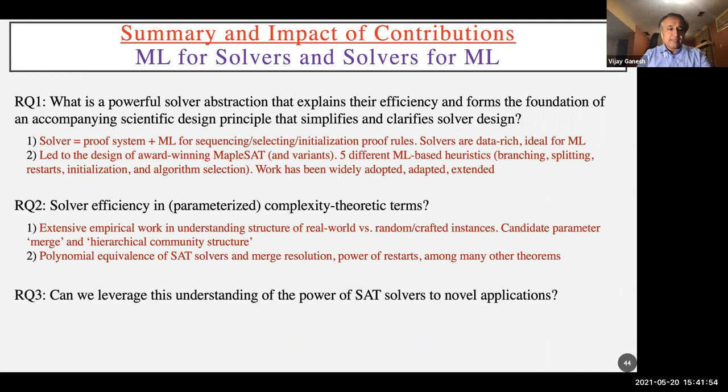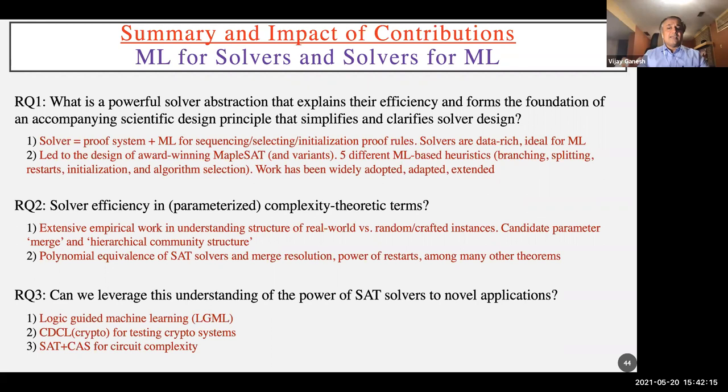The second research question is, how do we address the gap between theory and practice? For this, we need the appropriate parameters that work well both in theory and practice. And here we have proposed two parameters. I talked about one, merge, but we have also found another one, hierarchical community structure. And we believe it's the combination of these two that will get us to the promised land. And finally, combining machine learning and logic, we can go the other way, where we use logic to improve machine learning systems. And that's another direction of research that I'm working on.